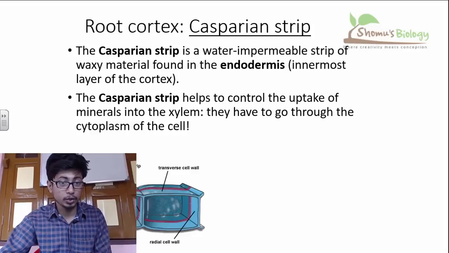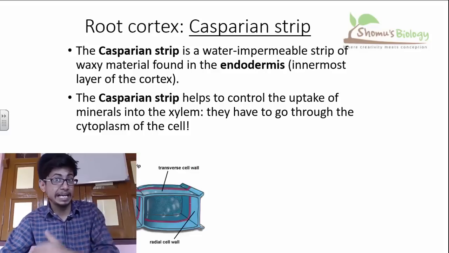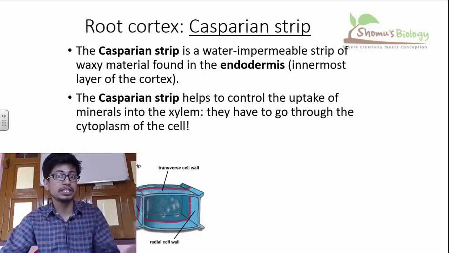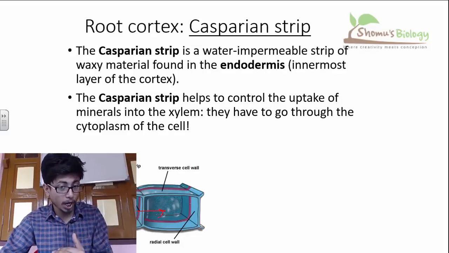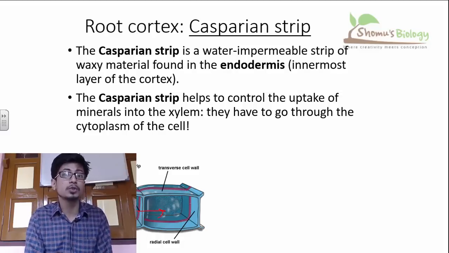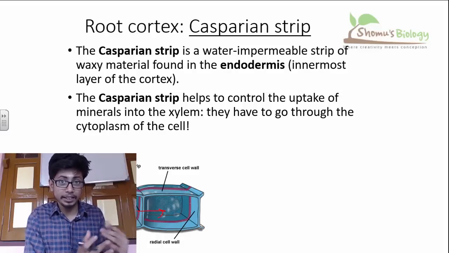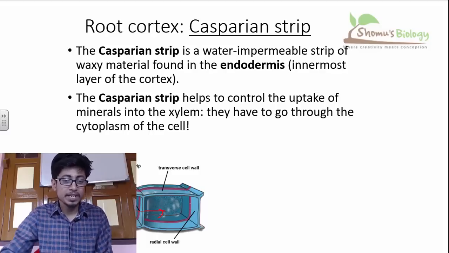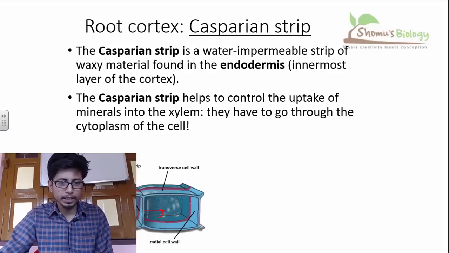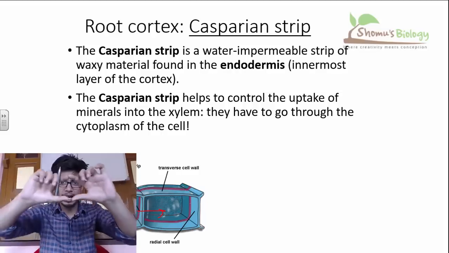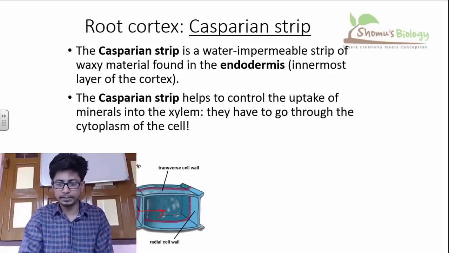This also helps to control the uptake of minerals into the xylem, and they have to go through the cytoplasm of the cell, because in neither way can they go through the cell wall. They need to go through the cytoplasm of the cell. As you see, small strips are found lining all the cells that are present.